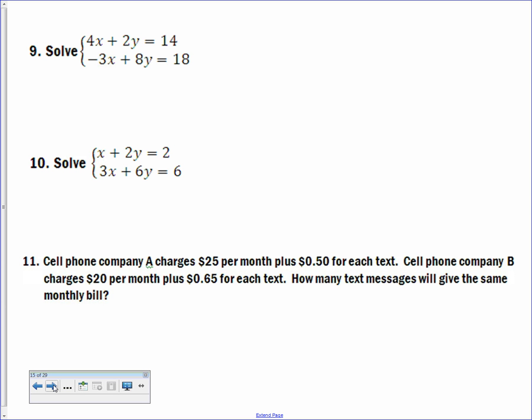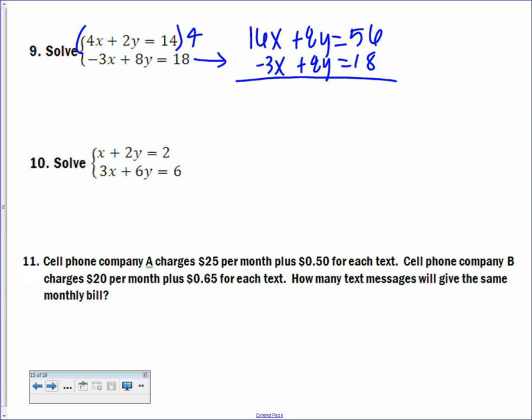But right now, nothing cancels out. If I notice, I have 2y and 8y, and it would be kind of cool if that top one said 8y. So I'm going to multiply that whole top row by 4. That's going to give me 16x plus 8y equals 56. And then I'll just rewrite this second equation without touching it.